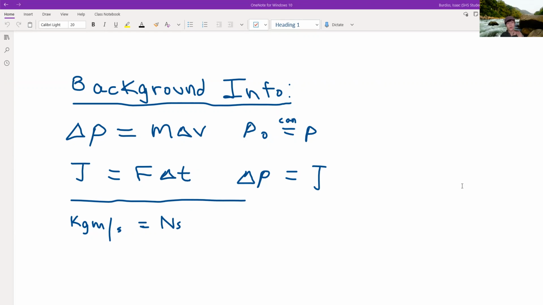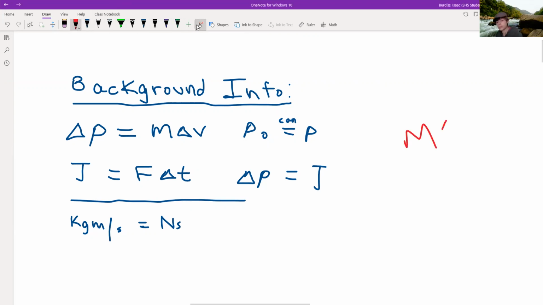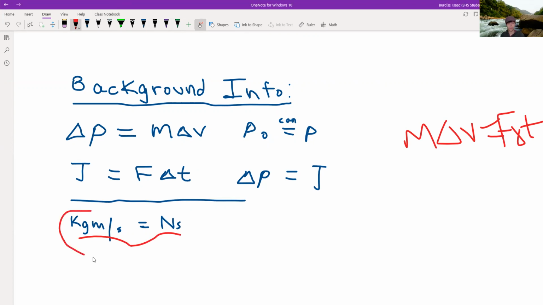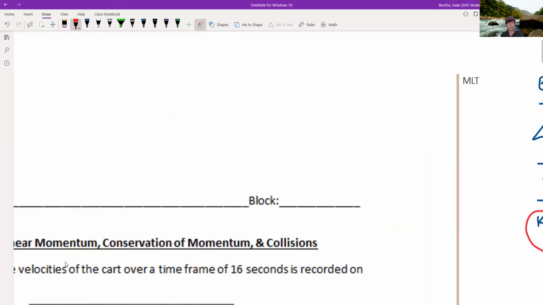Impulse equals force times change in time. So also you can do this. Set those two things equal to each other. There we go. And these are the same units, but this is the most common unit for momentum.